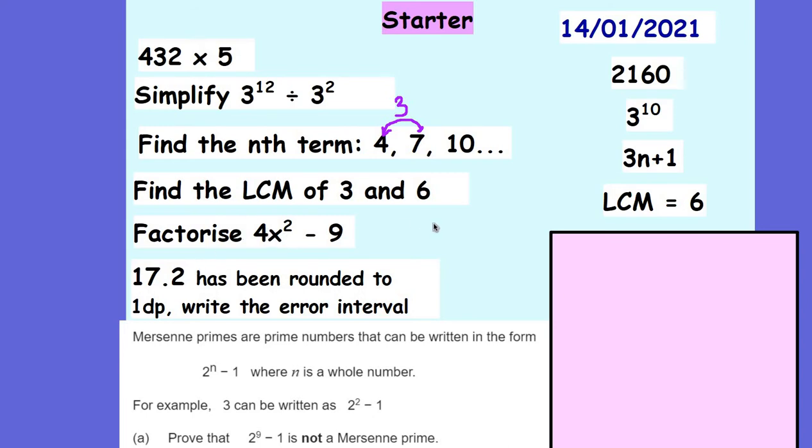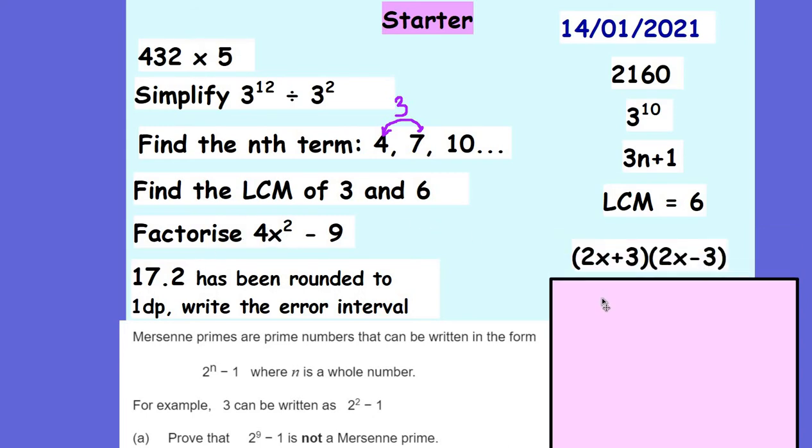If I factorise 4x squared subtract 9, that's 2x plus 3, and 2x subtract 3. This is a difference of 2 squares. 4x squared is just 2x squared, and 9 can be written as 3 squared. So this is an example of our difference of 2 squares, and to factorise it we have 2x plus 3 and 2x subtract 3.